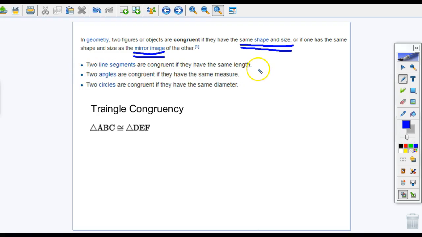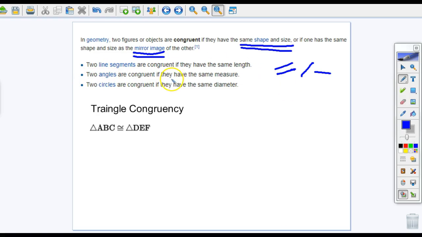Some important information we have to talk about is that line segments are congruent if they have the same length, same size, same shape. Every line segment looks pretty much the same, but the congruency aspect would be the size. Are they the same size? Then they are congruent. It may not look like it's in the same direction, but they're the same size. They are the same. That makes them congruent.